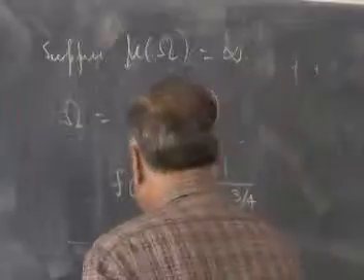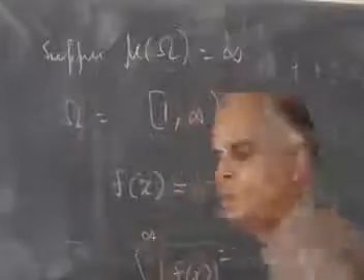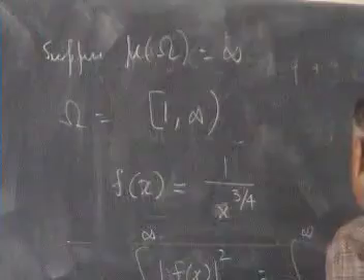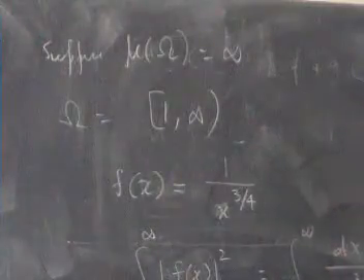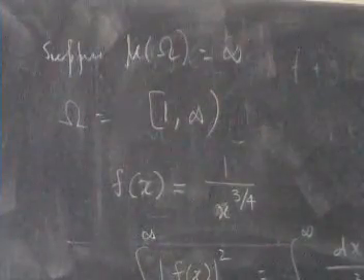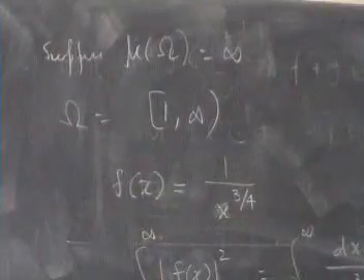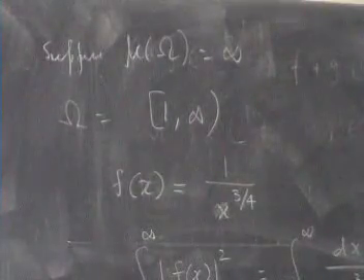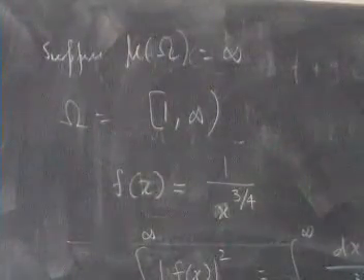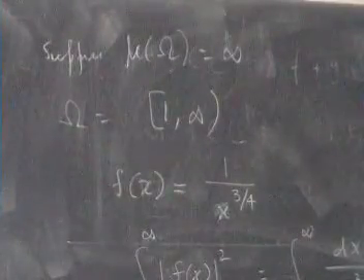What is the integral of mod f squared? That is the integral of dx by x to the power of 3 by 2. What is that integral? x to the power of minus half from 1 to infinity, and what is that? It just extends to infinity, x equal to small. No, minus half. So it is just 2. The answer is 2. So this is finite.